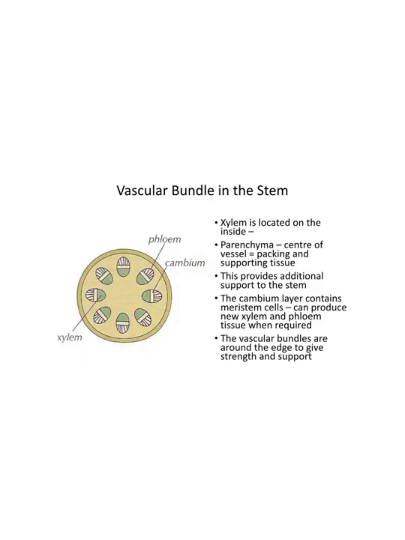Now looking next at the vascular bundles in the stem. So the xylem is located on the inside, and this again is adding support to the stem. We have our parenchyma, which is found in the center of the vessel, and this is just a packing tissue. That cambium layer between the xylem and the phloem is again our meristem cells, which can produce new xylem and phloem cells tissue when required. The vascular bundles, as they're located around the edge, give the stem support and strength.